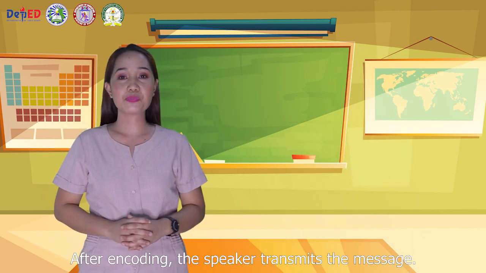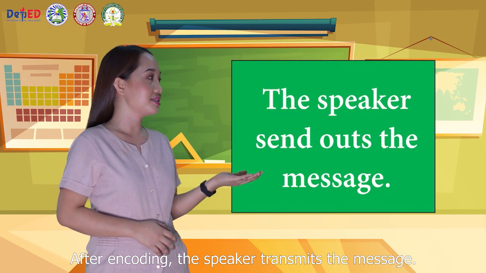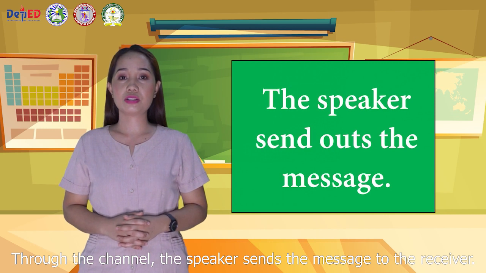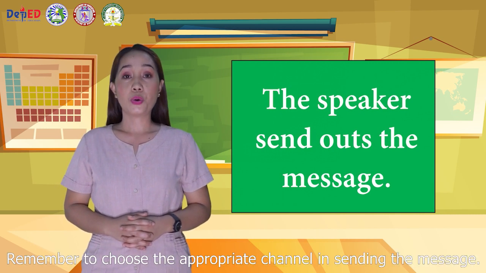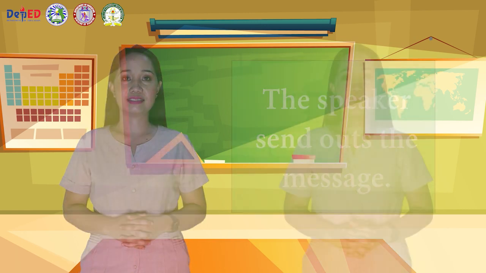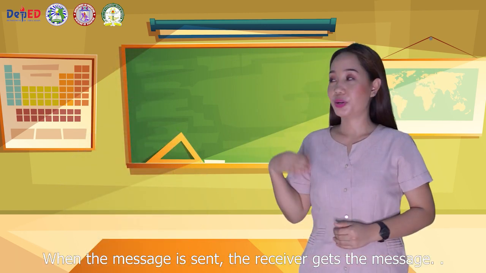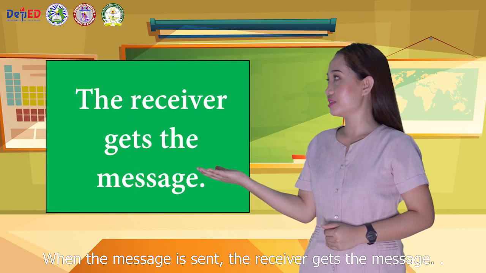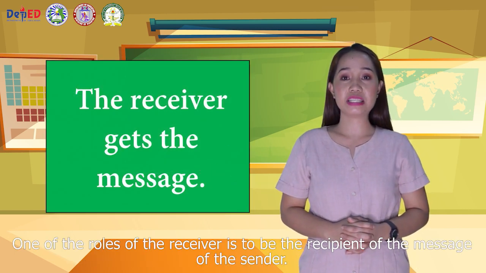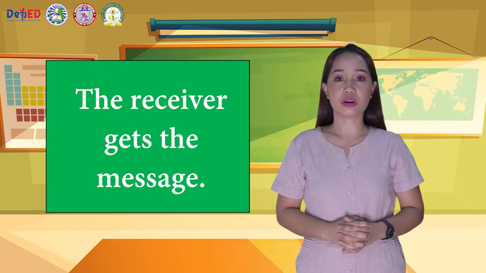After encoding, the speaker transmits the message. Through the channel, the speaker sends the message to the receiver. Remember to choose the appropriate channel in sending the message. When the message is sent, the receiver gets the message. One of the roles of the receiver is to be the recipient of the message of the sender.